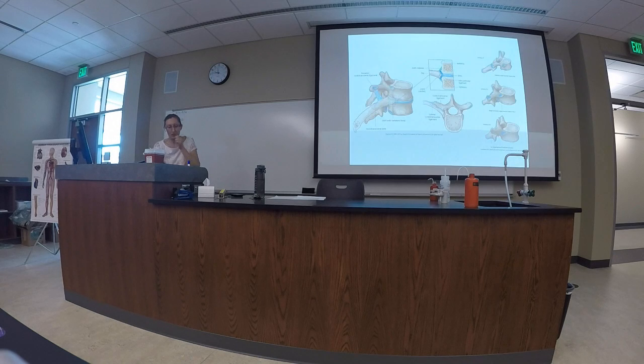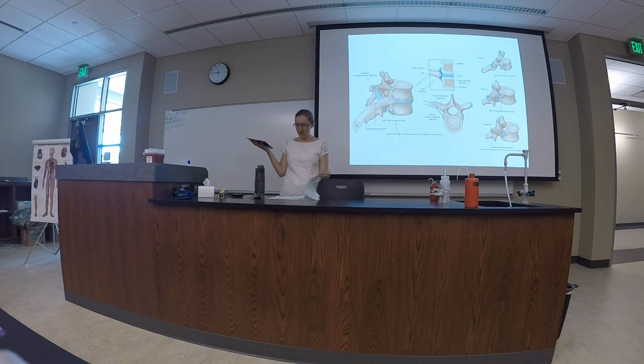Alright, so then let's talk about the joints between all of these skeletal components of the thoracic wall. So we have the joint with the vertebral body, called the costovertebral joint.